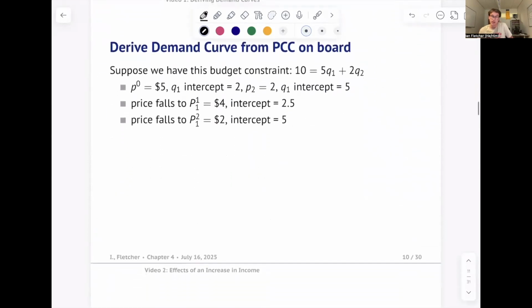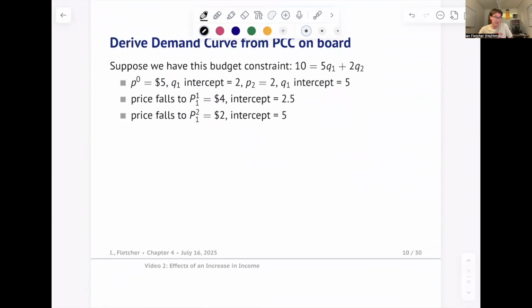So let's take this example. Suppose we have this budget constraint, and we have 10 is equal to 5Q1 plus Q2. Then we are going to be able to take P naught is equal to 5, our Q2 intercept is 2, P2 is equal to 2, and our Q1 intercept is equal to 5. Actually, I think this P naught should be a 1. P1 is equal to 5.